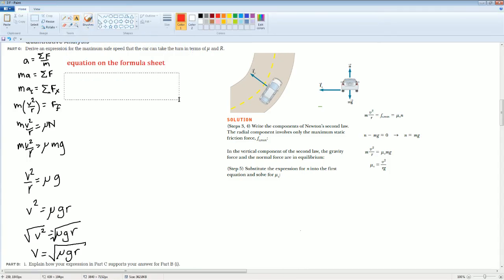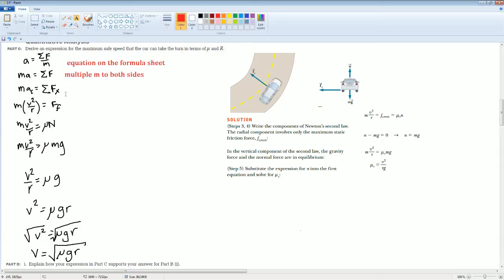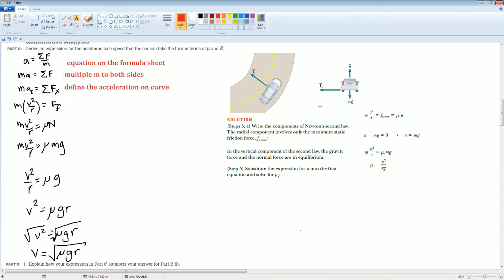Now I'm going to multiply m to both sides. And again, this defines the acceleration on the curve. That's why the a is technically a_c now, right?